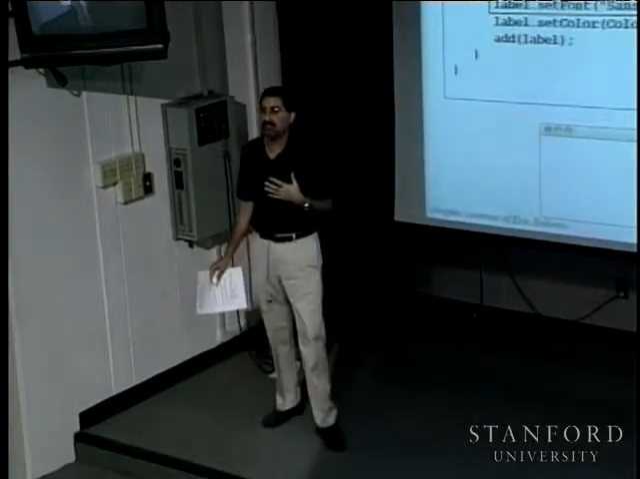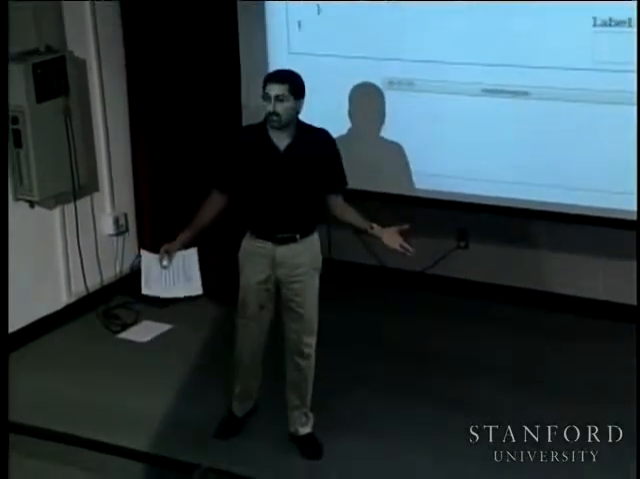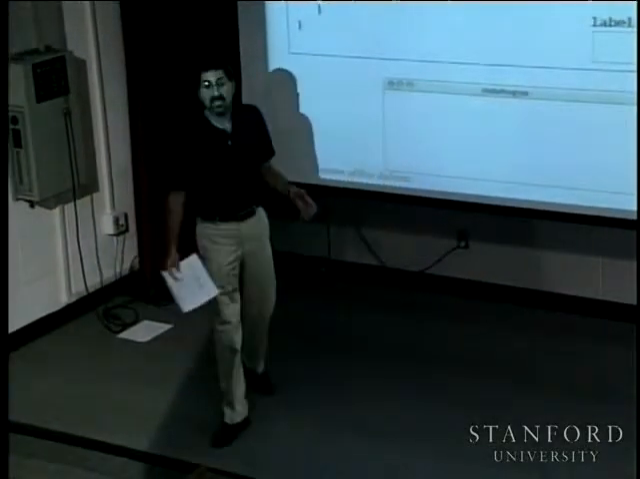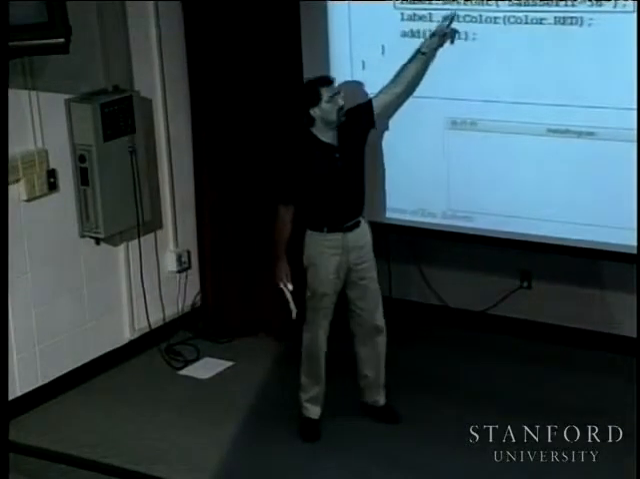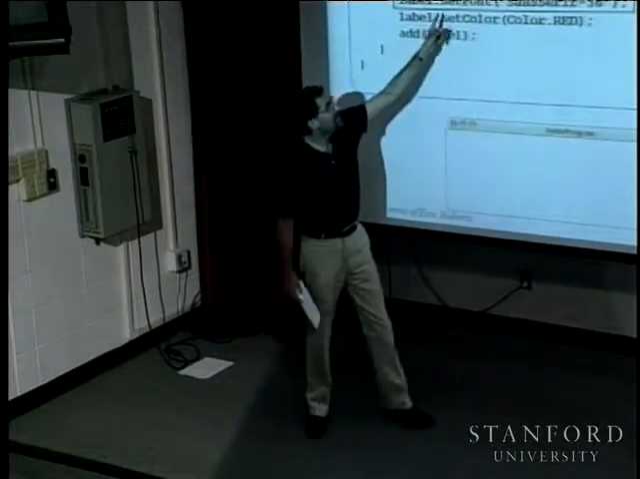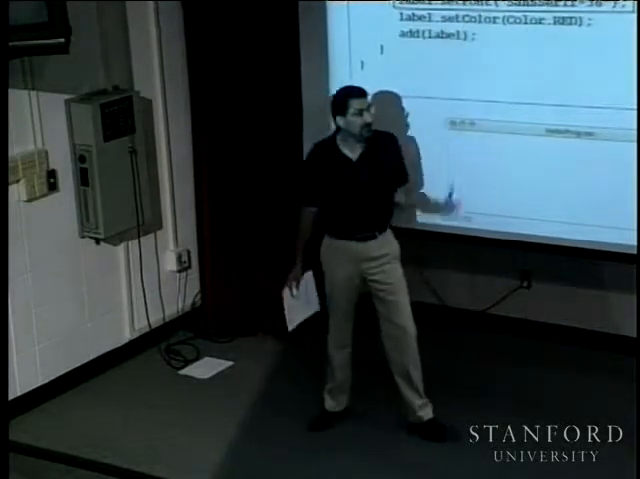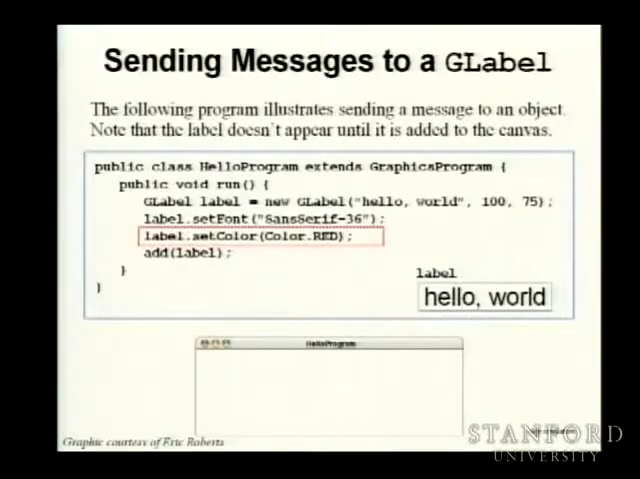So that's a little bit different than Karel's world, right? In Karel's world, every time you called a method, Karel was the one executing that particular method. Here, when you have multiple objects, you need to specify which object you want to execute this method. So you say, hey, label, yeah, I'm referring to you, buddy. Set your font to be this particular font, sans serif, which you saw last time. It just makes a 36-point font.